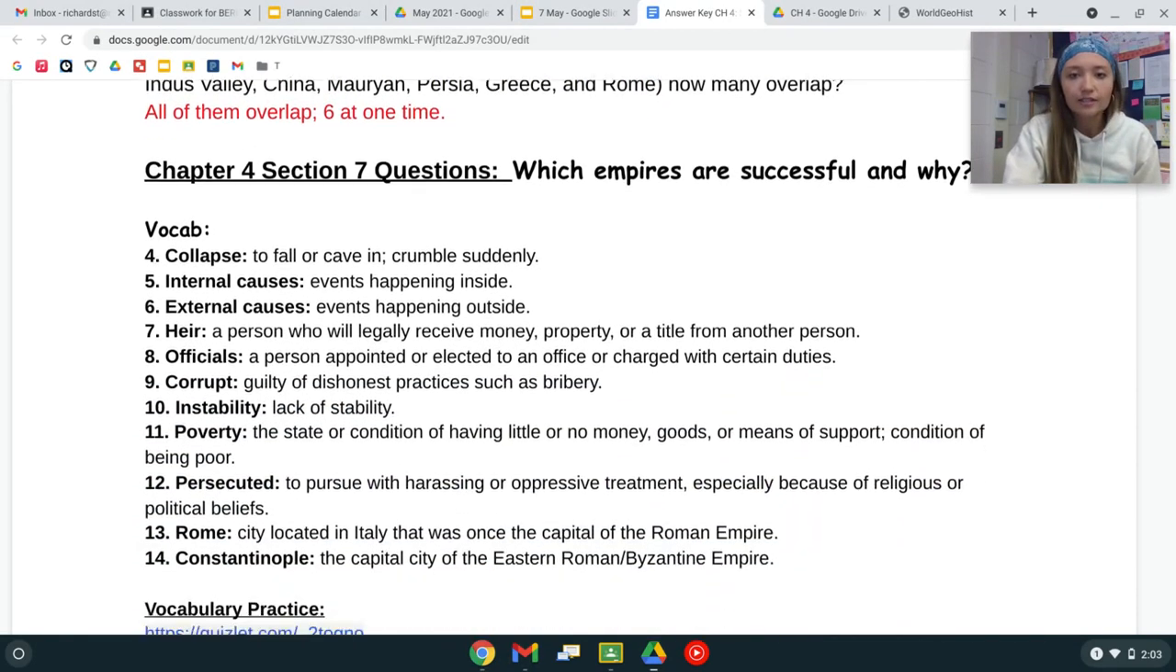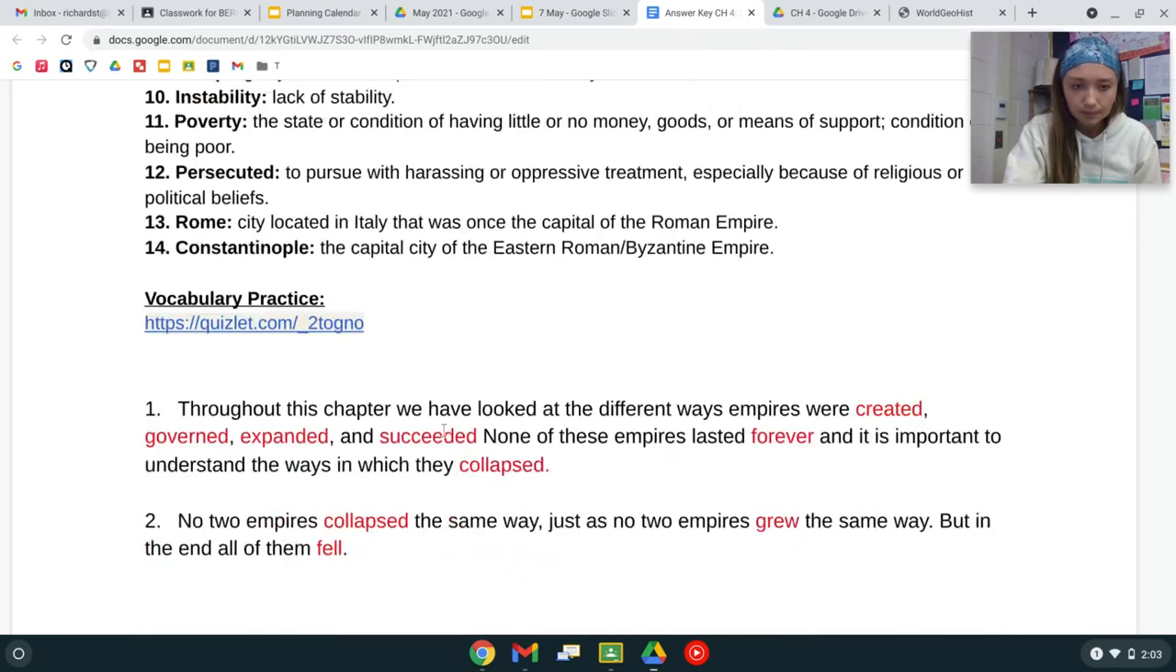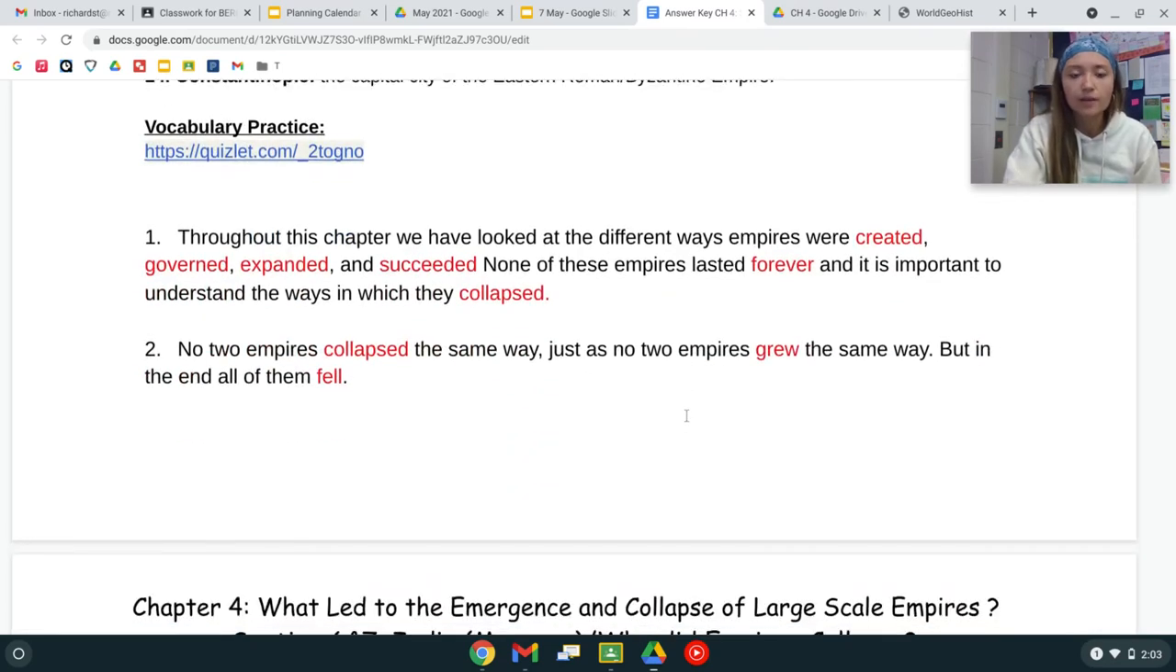All right, so section 7, here's your vocab, okay? And make sure you read through those. And let's start with number 1. Throughout this chapter, we have looked at the different ways empires were created. It's your first blank: governed, expanded, and succeeded. So those are all supposed to be filled in the blanks there.